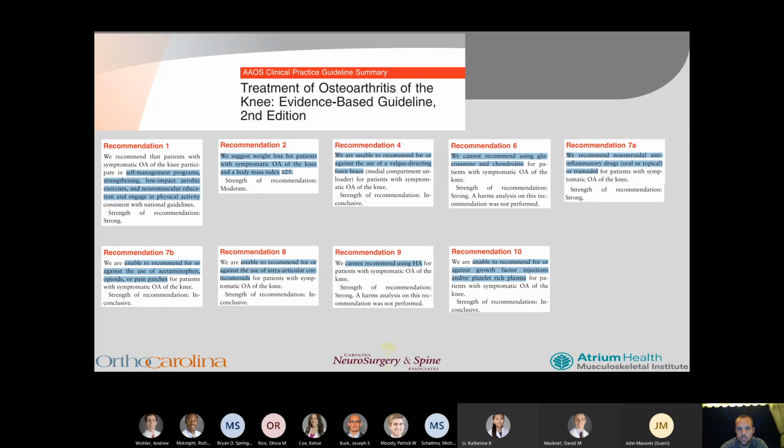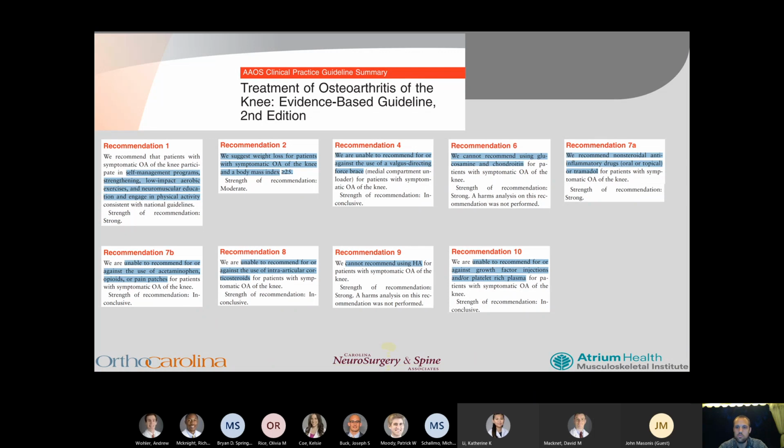Acetaminophen is inconclusive. So, they could trick you by trying to throw NSAIDs and Tylenol out there, and the correct answer would be NSAIDs. Intraarticular corticosteroids are inconclusive, so that's not going to be the right answer. And hyaluronic acid, again, is recommended essentially against here, even though it's pretty widely used. Same story for PRP and growth factor.